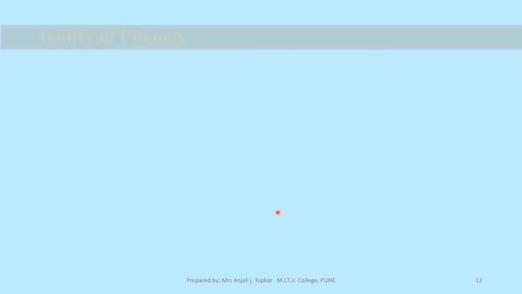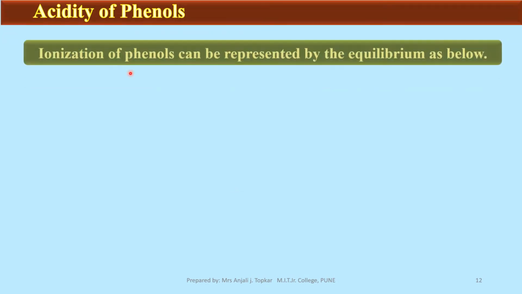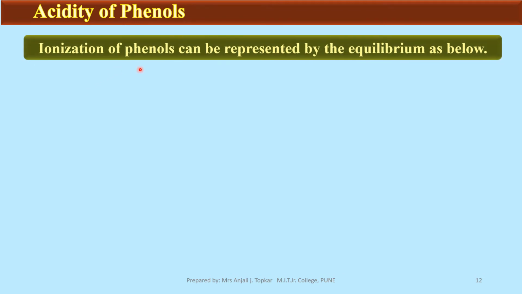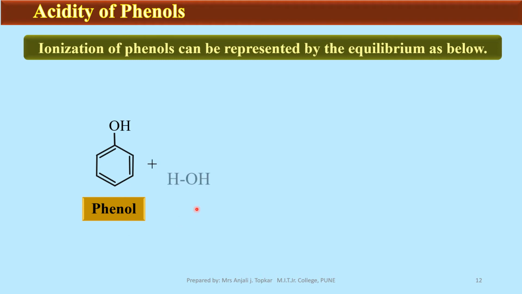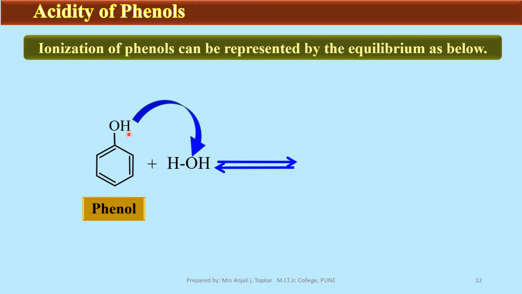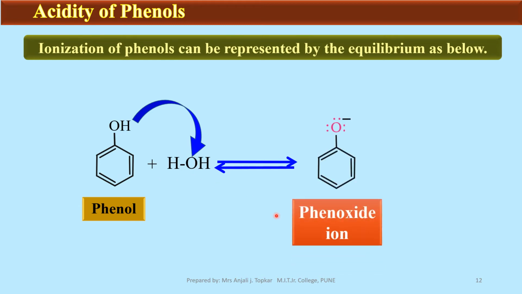Now we are going to see acidity of phenols. Ionization of phenols can be represented by the equilibrium as shown below. This is phenol plus HOH. Hydrogen atom of OH group from phenol is donated to HOH to form phenoxide ion, and H3O plus ions are obtained.